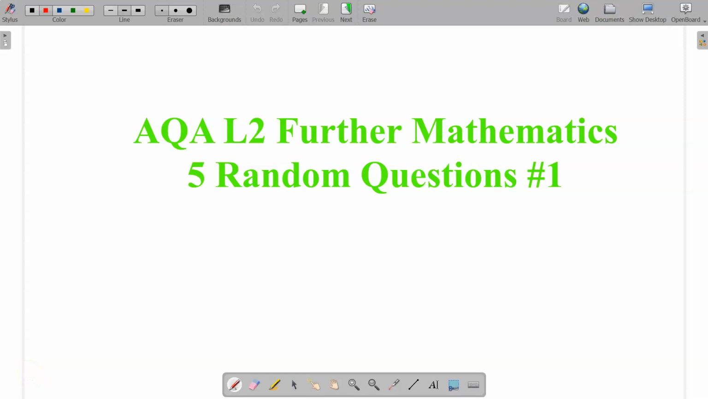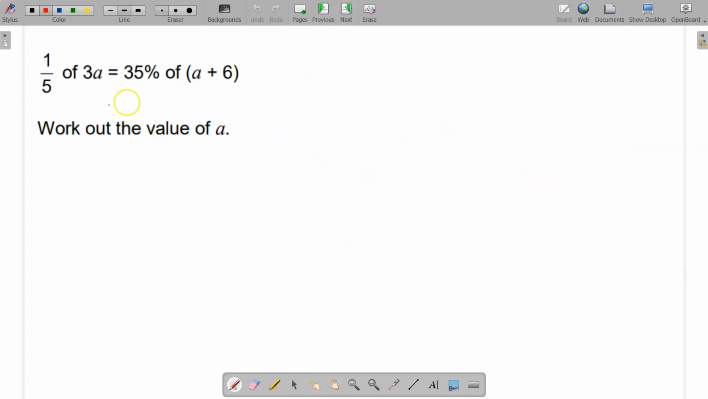Welcome to 5 random questions from an AQA Further Mathematics Level 2 paper. This is a non-calculator paper. Okay, so let's look at the first question.